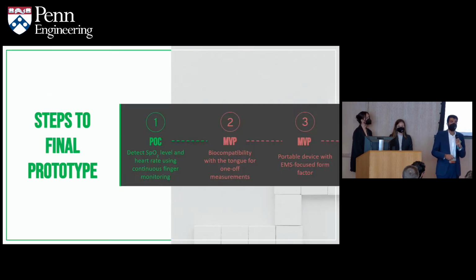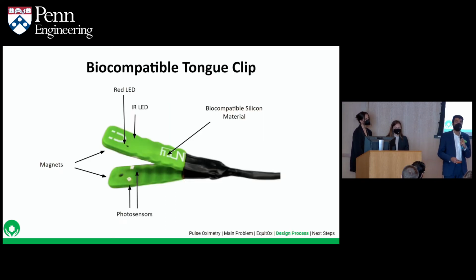We then moved to refine the device, introducing the tongue calibration method that forms the crux of it, as well as improving the form factor to make it more suitable for that EMS setting we're designing for. This is that improved form factor for the tongue clip. We're able to use a biocompatible silicone material for the formation of the clip. The hardware is all built into the silicone itself, and we're able to use magnets to help keep it secure.